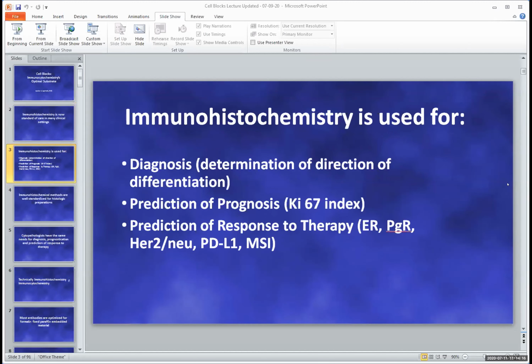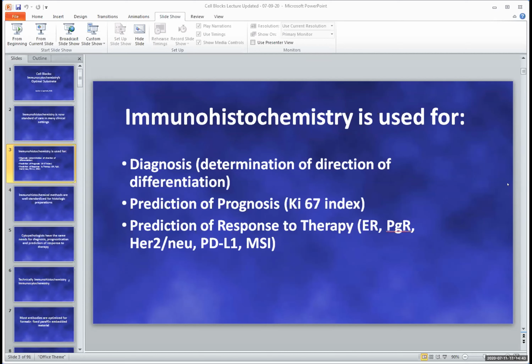Immunohistochemistry is used for a wide variety of questions, things we need to answer. The first and foremost is, of course, diagnosis. And in this, we're using various antibodies to determine direction of differentiation. That direction of differentiation helps us determine whether it's a lymphoma, a melanoma, a sarcoma, carcinoma, etc.